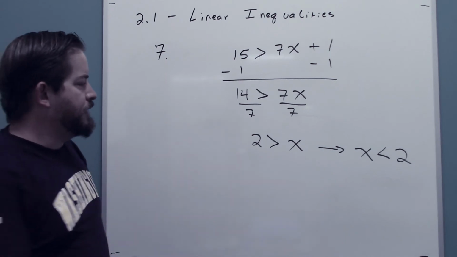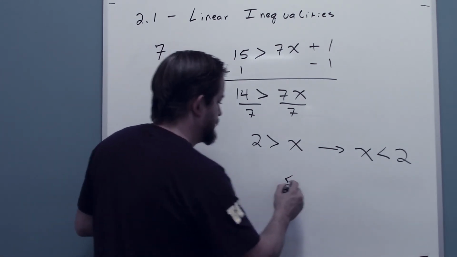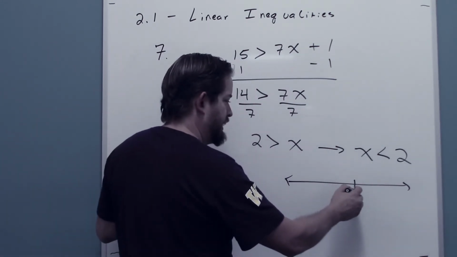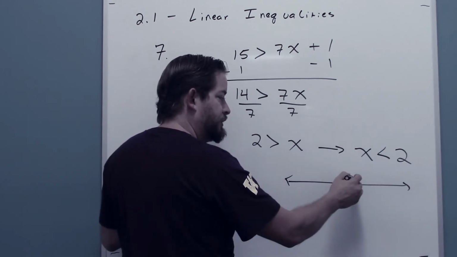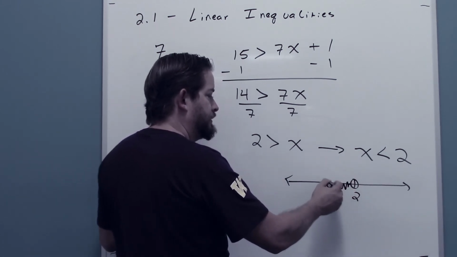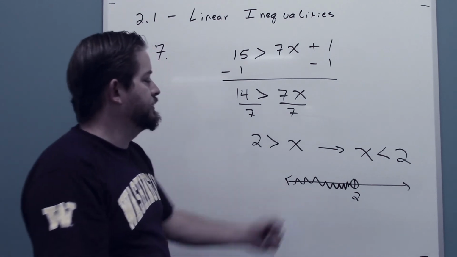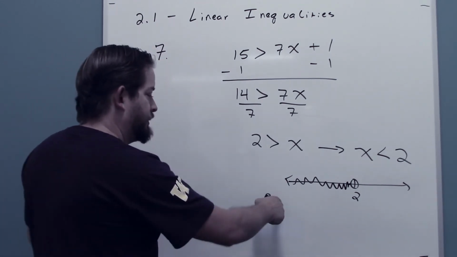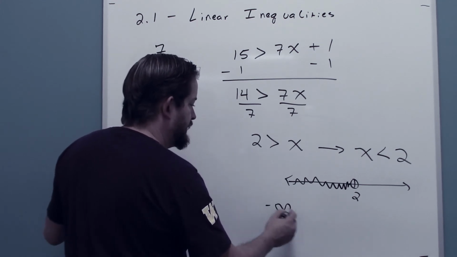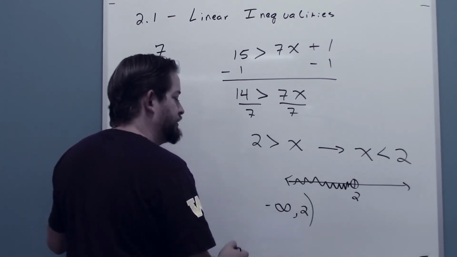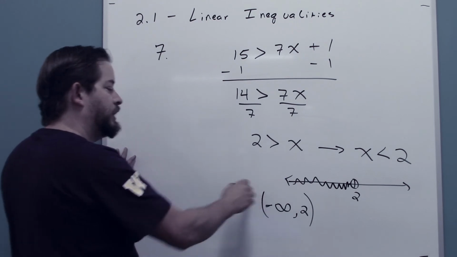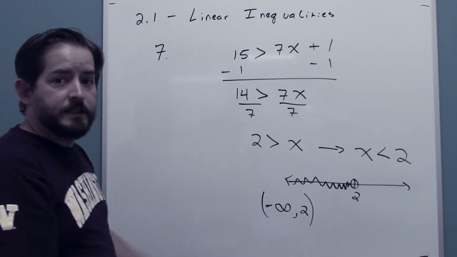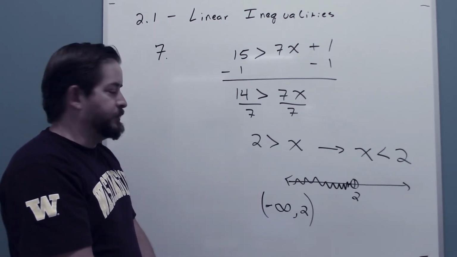The graph of this is then simply all of those numbers, beginning at 2, but not including 2, and to the left. x is less than those, right? And therefore, my answer here would be negative infinity up to 2, not including 2, and again, those infinities are always inside of parentheses, never a bracket. And that's my answer.